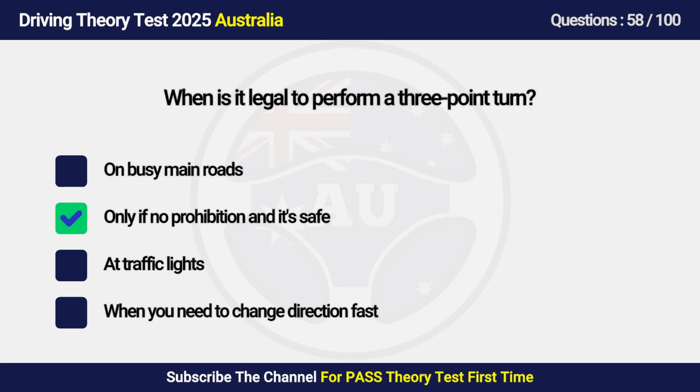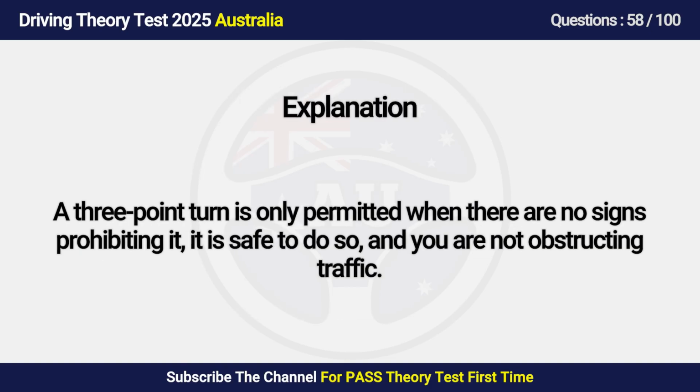Answer is B. Only if no prohibition and it's safe. A turn is only permitted when there are no signs prohibiting it, it is safe to do so, and you are not obstructing traffic.